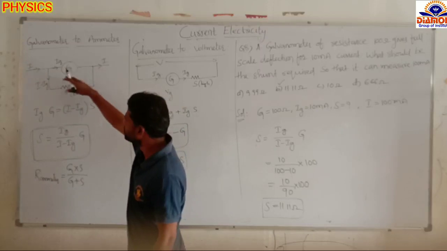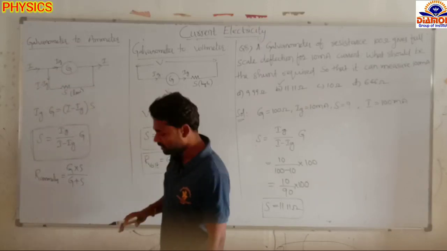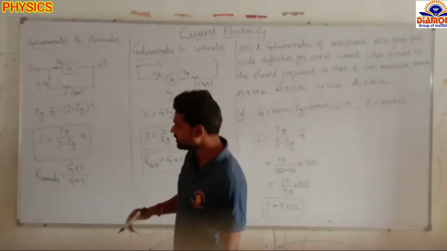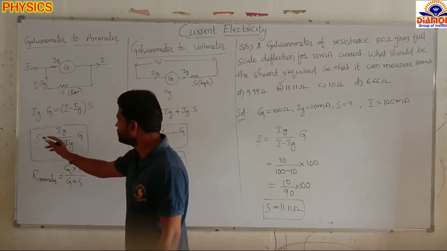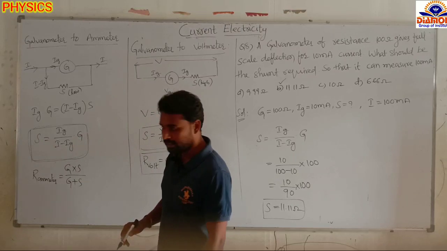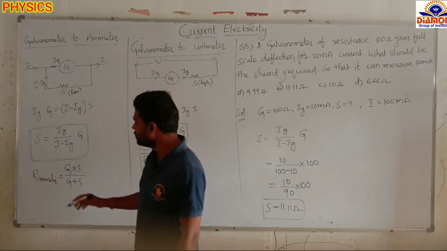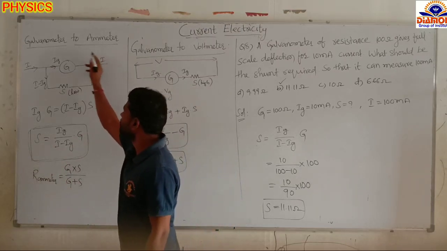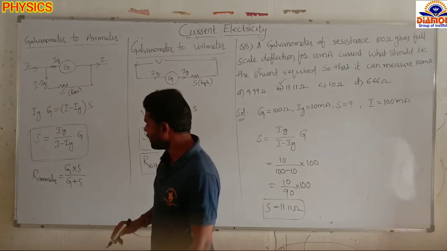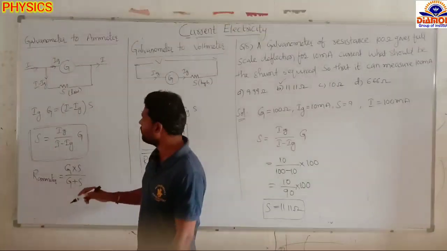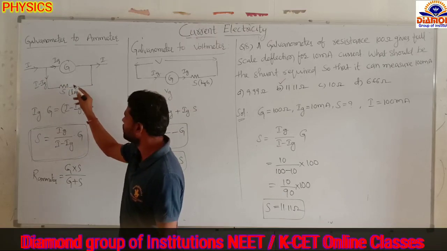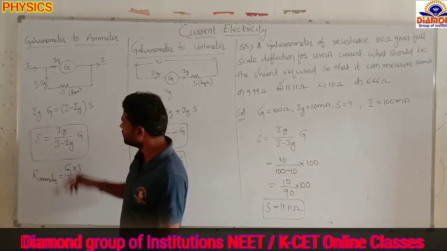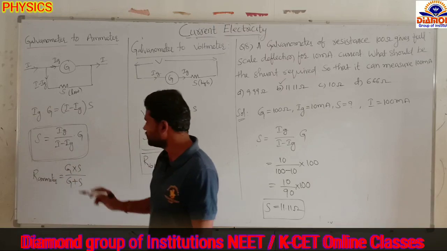That means the small resistance we are connecting in parallel to this galvanometer is called the parallel resistance, which is nothing but the shunted resistance. How much resistance we have to shunt: S equals Ig by (I minus Ig) into G. Okay, next the ammeter. This total setup works as an ammeter. The galvanometer's resistance and this small resistor are both parallel to each other. The ammeter resistance is G into S by (G plus S).